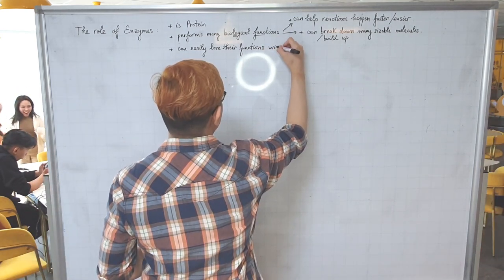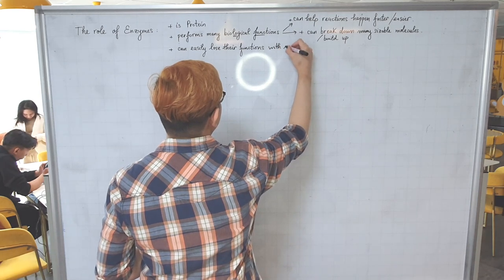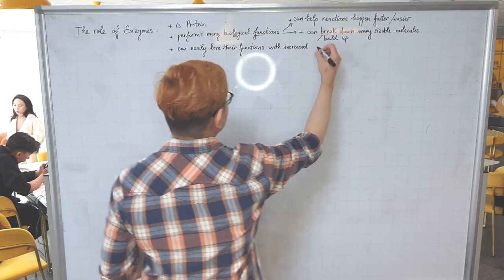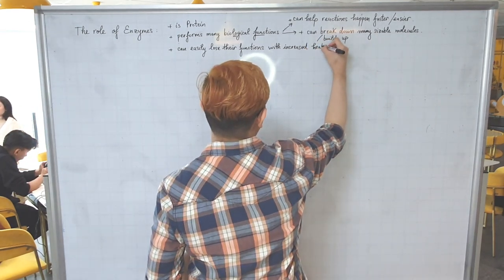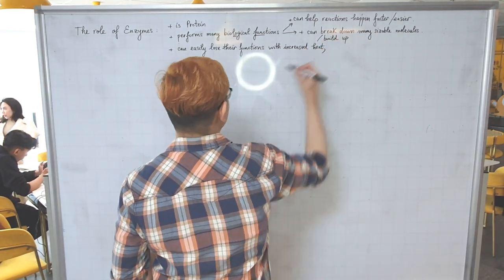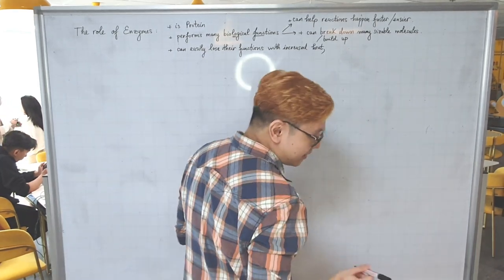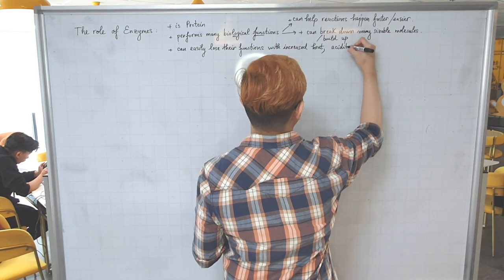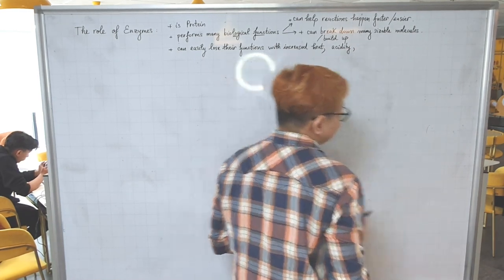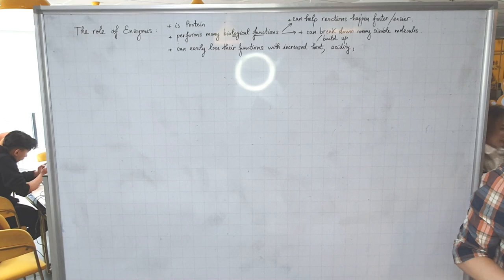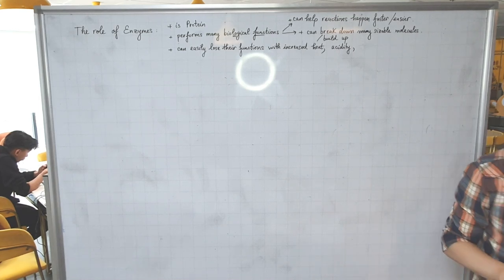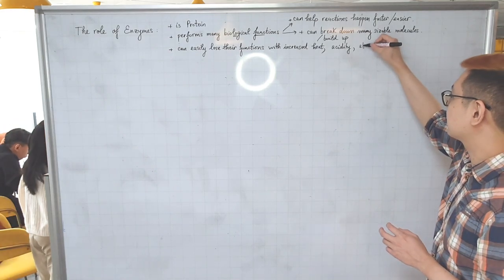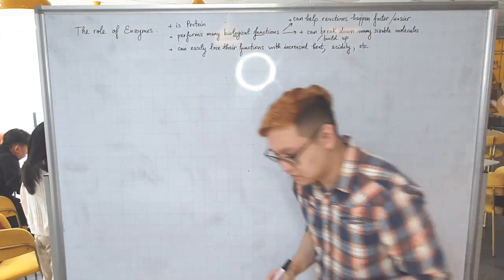What can make them lose their functions? Increase heat, chẳng hạn như tăng nhiệt độ nhé. Increase heat. Độ axit tăng. Acidity. Or nhiệt độ không tối ưu. As long as the heat is not optimal, it just dies, you know.